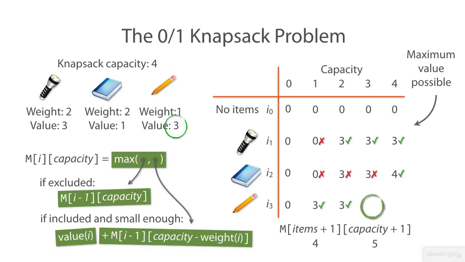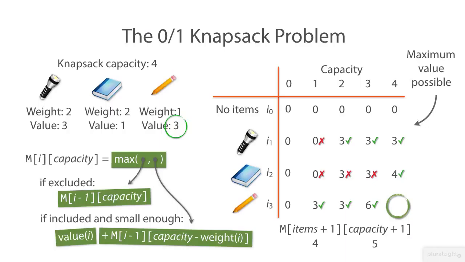Either we do not include the pencil, in which case the maximum possible value can be found in the subproblem above that we have already solved, or we do include the pencil, in which case the maximum value is the pencil's value of 3 plus the value obtained from the subproblem with the pencil's weight of 1 subtracted. In this case that subproblem had a maximum value of 3, so the pencil's value of 3 plus the subproblem's solution value of 3 gives 6. This is the largest of the two options, so we write 6 as the maximum possible value and mark that we do include the pencil.